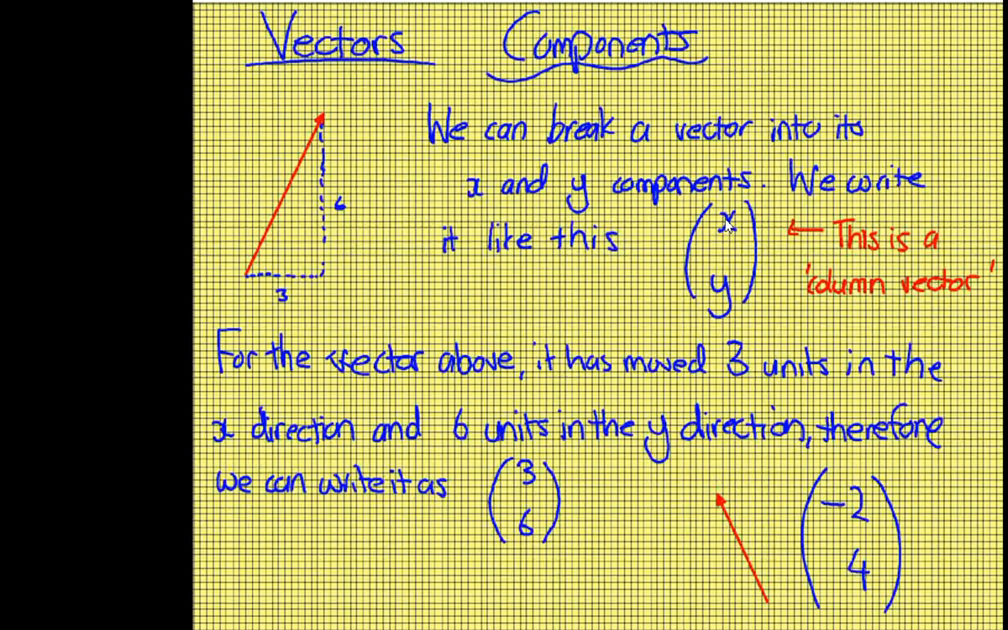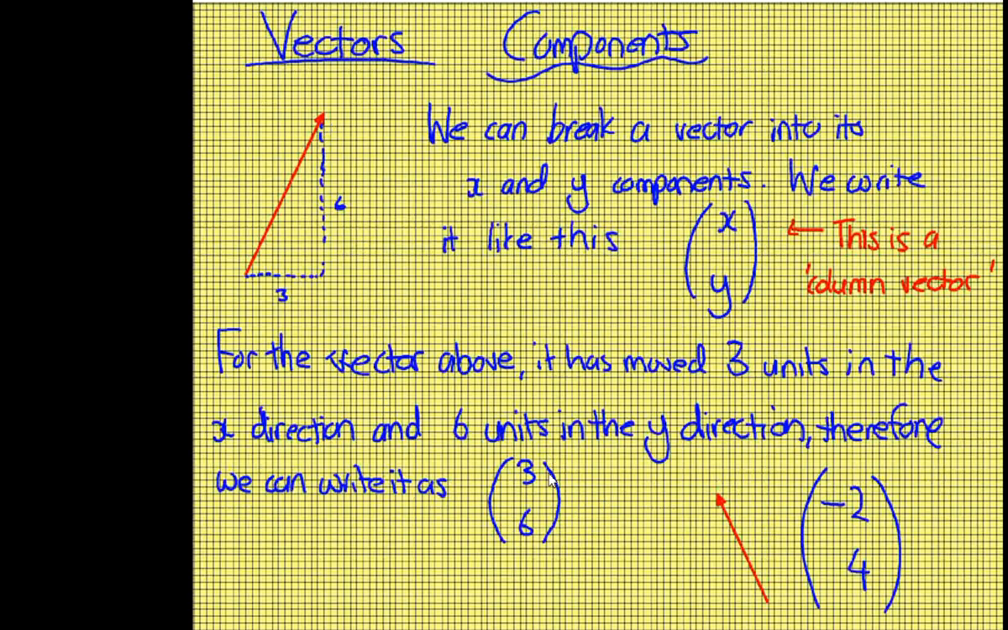We write it like this, x, y, meaning going from the beginning, x is how many points you moved horizontally, y is how many points you moved vertically. So we call this a column vector because it's in the form of a column, x on top of y. We've got a big bracket around it. For the vector above, it has moved 3 units in the positive x direction and 6 units in the positive y direction. Therefore, we can write it as 3, 6.